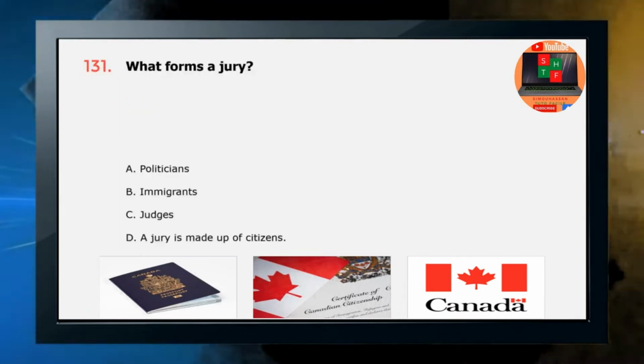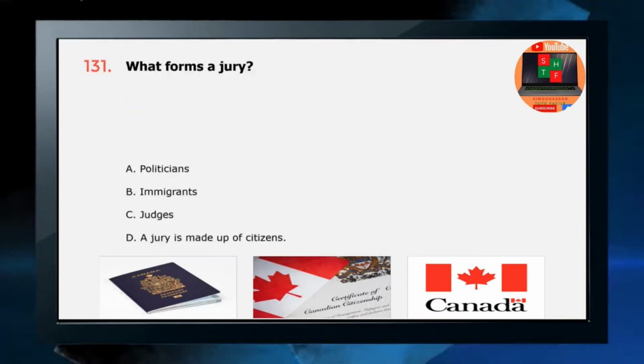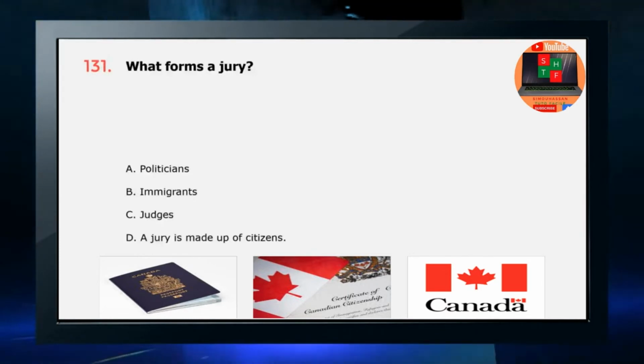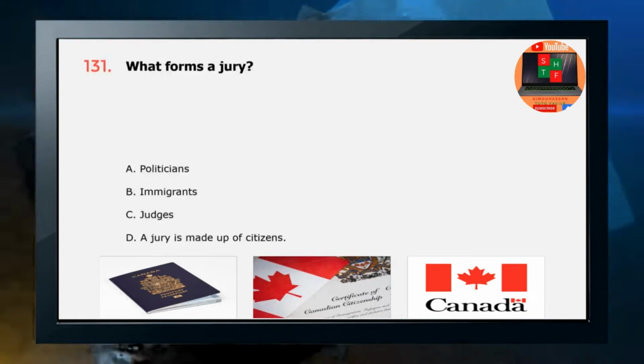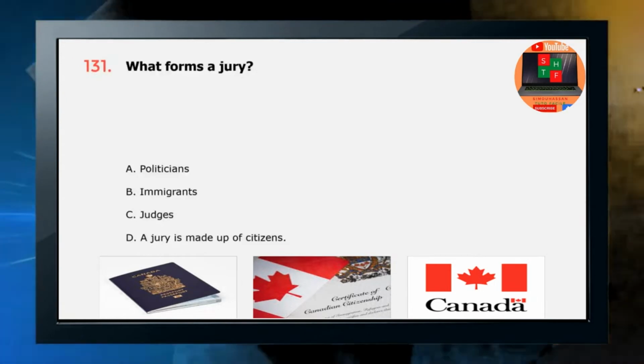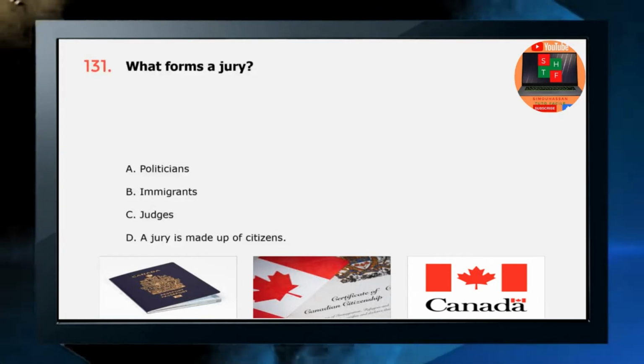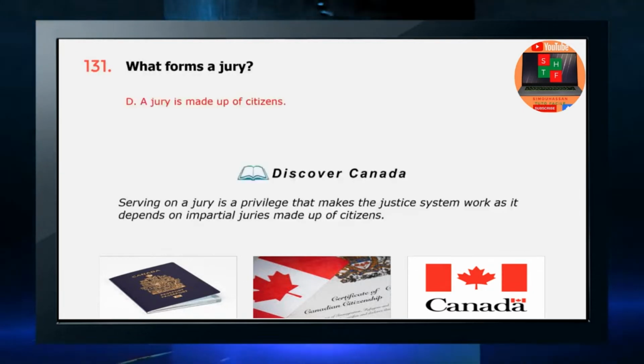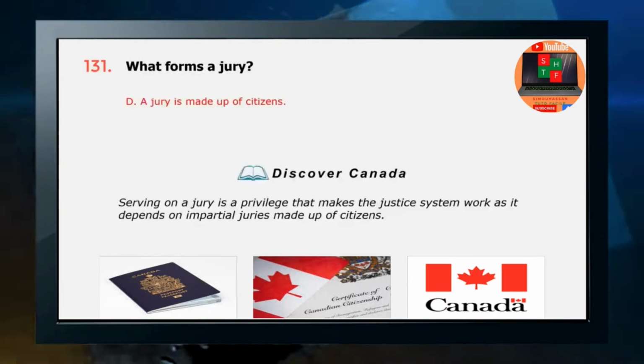Question 131. What forms a jury? A. Politicians. B. Immigrants. C. Judges. D. A jury is made up of citizens. The answer is D. A jury is made up of citizens.